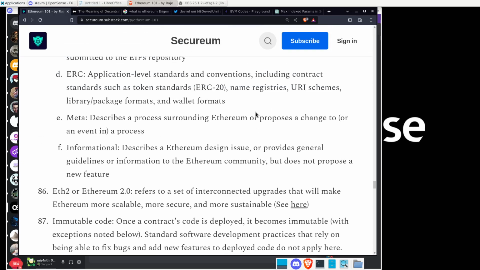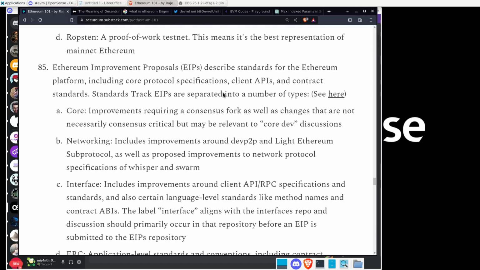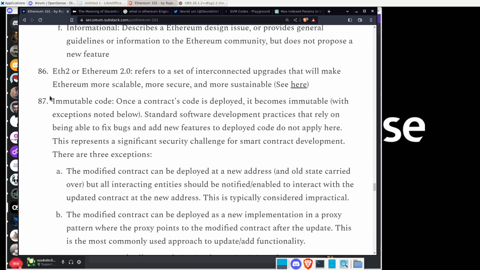propose a new feature. So just to make it clear, we're talking about the types of EIPs that you're going to find. Okay, so we're talking about Ethereum 2 here, which is probably the merge.